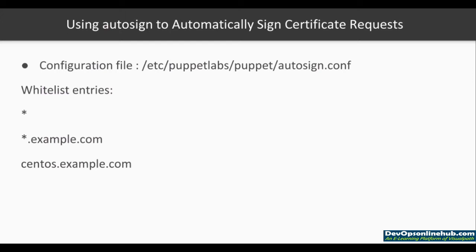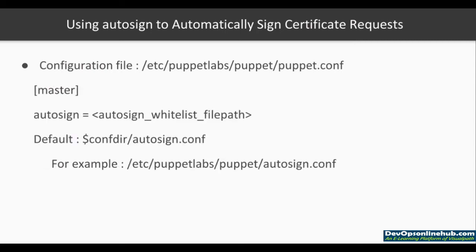To implement this, all we need to do is create a file called autosign.conf in the Puppet config directory, that is /etc/puppetlabs/puppet, and create whitelist entries in it in the form of DNS names with wildcards, or accept any hostname with a wildcard entry or an asterisk. By default, Puppet searches for the autosign.conf file in the default config directory, that is /etc/puppetlabs/puppet. If you choose to create this file in a different location, it can be defined in the puppet.conf file under the master section with the autosign parameter and then specifying the path of the autosign file.